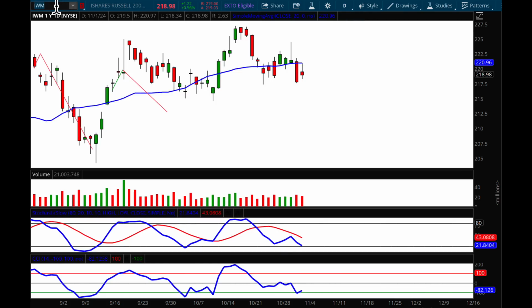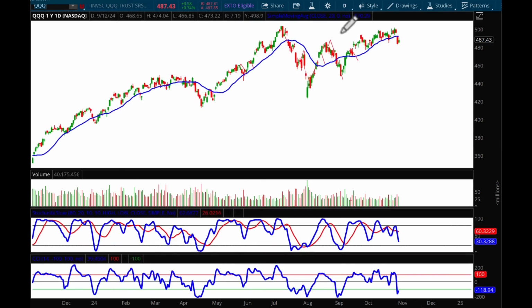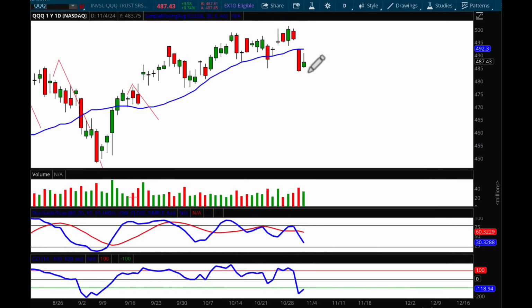So that's IWM. Looking at the Qs, you're going to see a similar story. We have a bullish harami and a gap above the market. Now, I do think we will come back up on the Qs to fill that gap. But then I think longer term, as we get into November and beyond, we'll look at that downside target at 464.86.